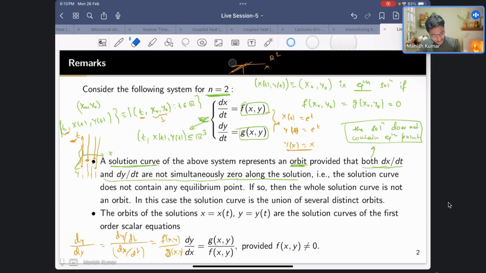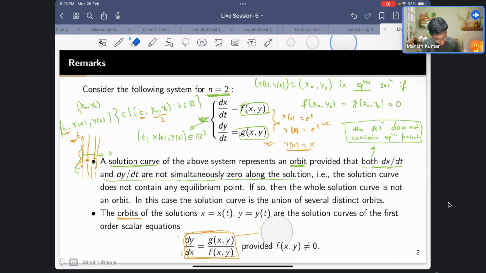Instead of solving this independently like this, you just try to solve this equation. Now you get one equation, and if you can solve this for y as a function of x, then you are done. So instead of getting the explicit solution, you can solve in this way as well. This is an alternative approach to get the orbit. We'll see this through an example.